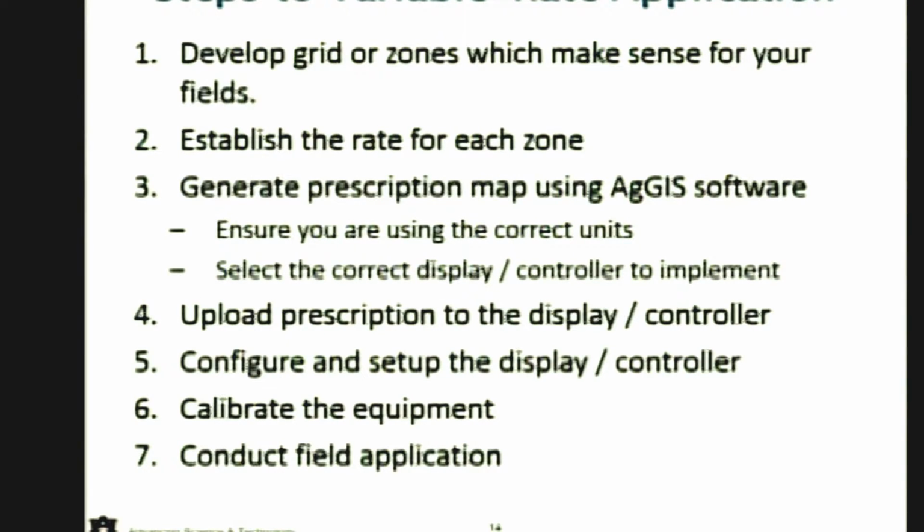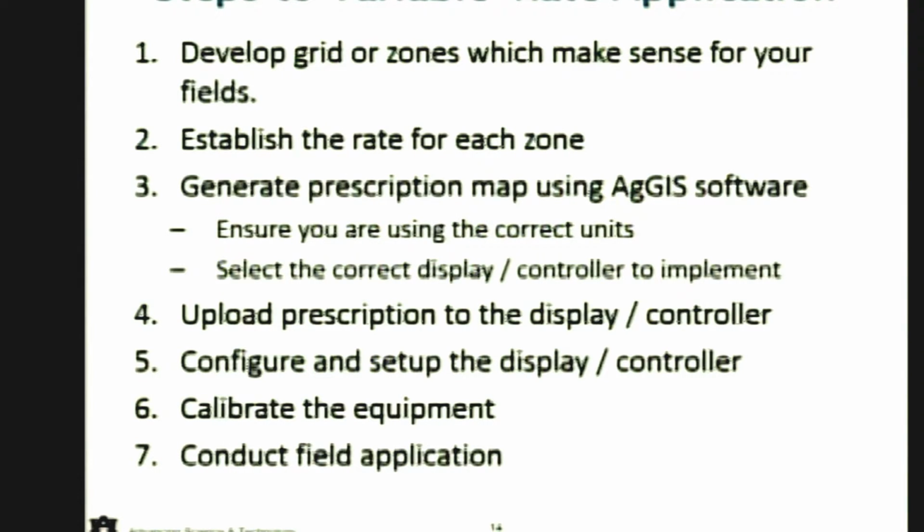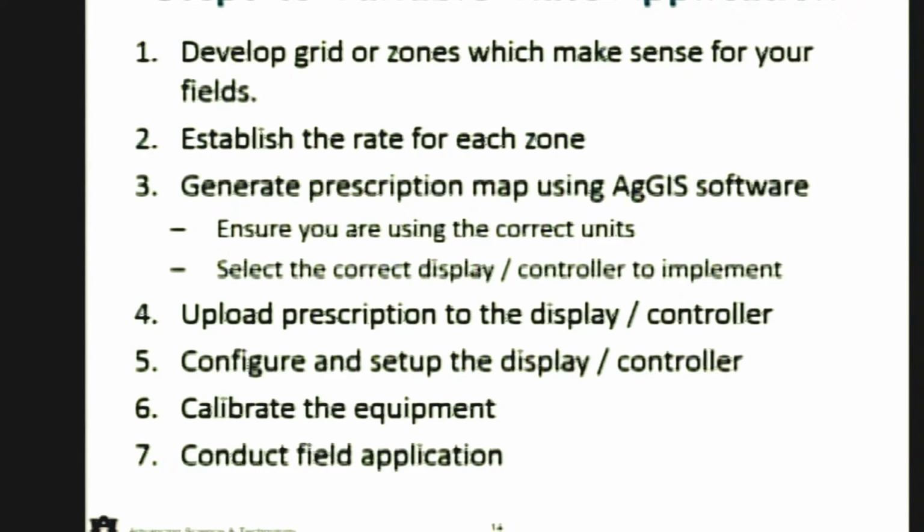So we just list out the steps here on kind of the general approach. This isn't absolute, but it kind of gives an overview. How do I develop those grids and zones? They've got to make sense for your operation is what we want to emphasize. There isn't one thing. What works for you, Mark, might not work for me. Then you've got to figure out what rate I want to apply in each zone, whatever input that might be. And then from there, generate this prescription map. You either have to have the software in-house or get someone to help.